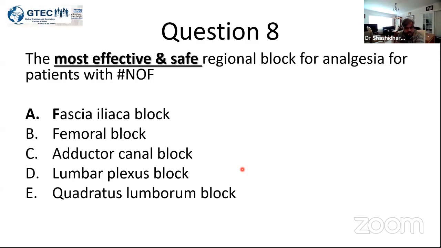That's the other reason. So fascial block, and we also think about fascial block being used by an anesthetist to be able to produce analgesia. So that's why fascial block is the right answer for that.